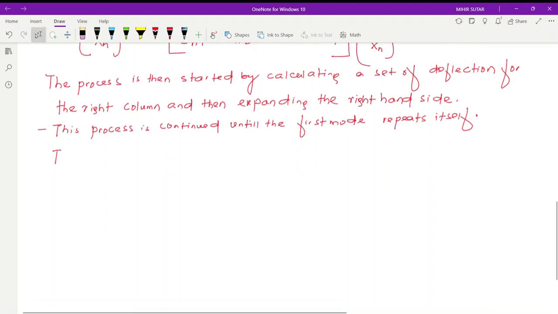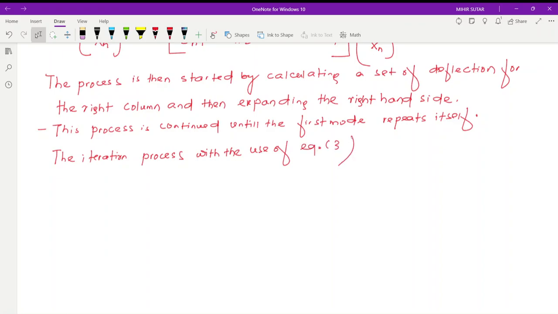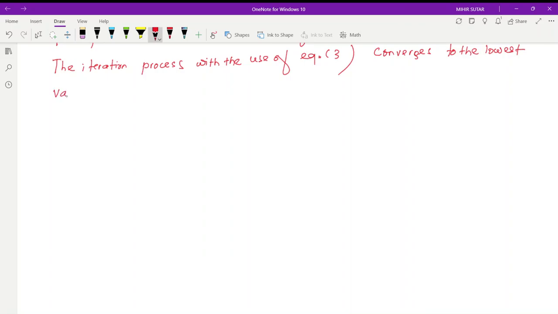The iteration process with the use of equation 3 converges to the lowest value of omega square, so that the fundamental mode of vibration is obtained.